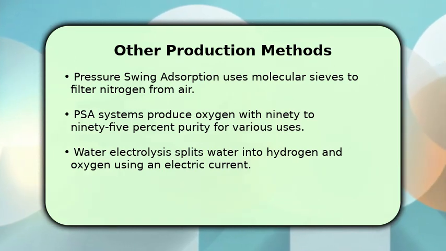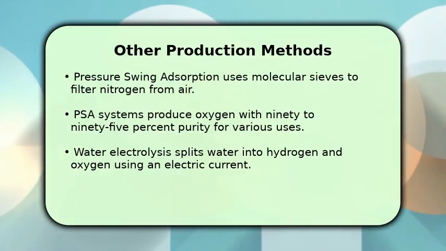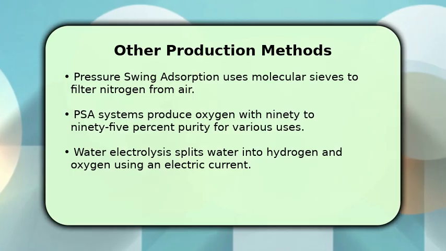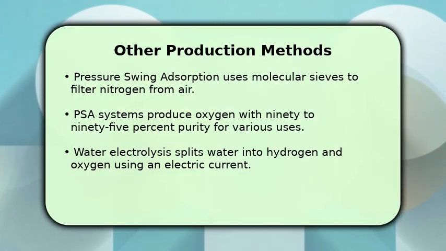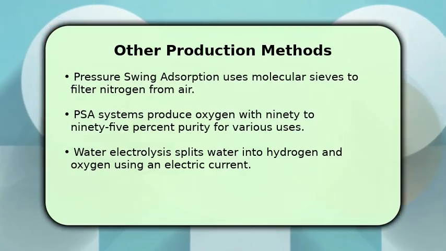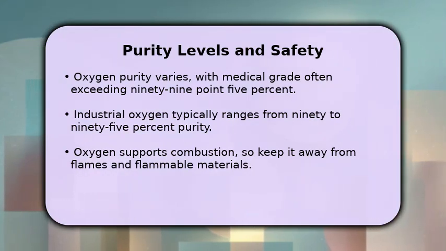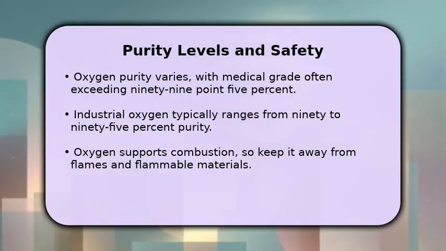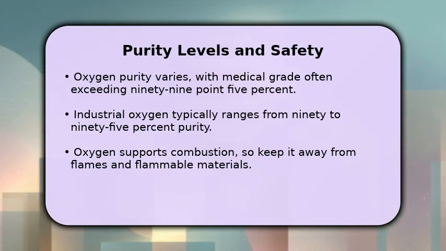medical applications. For even higher purity or smaller scale needs, water electrolysis can be used. This involves passing an electric current through water, splitting it into hydrogen and oxygen gas, often achieving purities above 99.9%. Oxygen purity is crucial and varies by application. Medical-grade oxygen, for instance, must be 99.5% pure or higher, while industrial grades are often 90 to 95%.